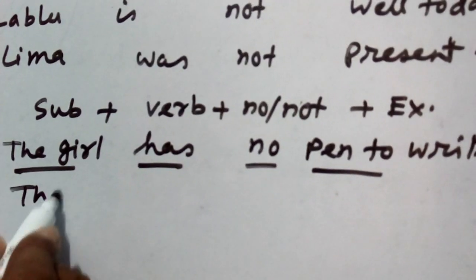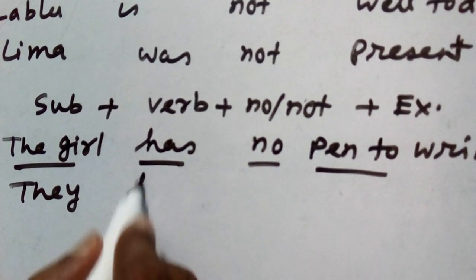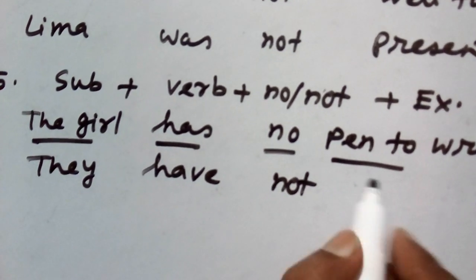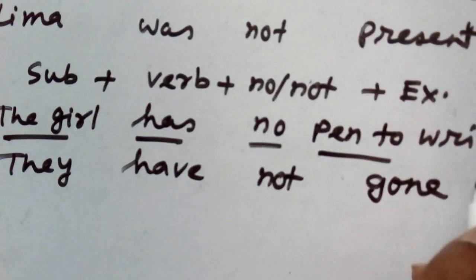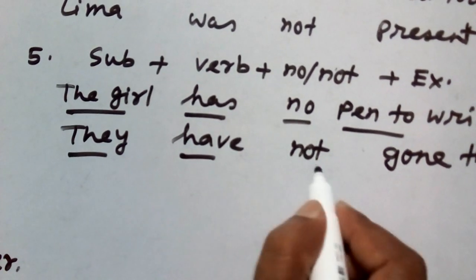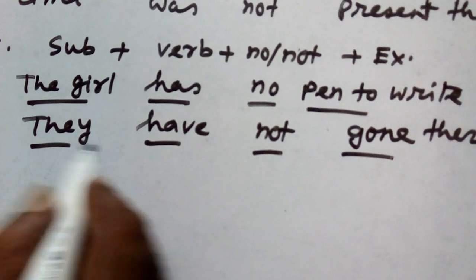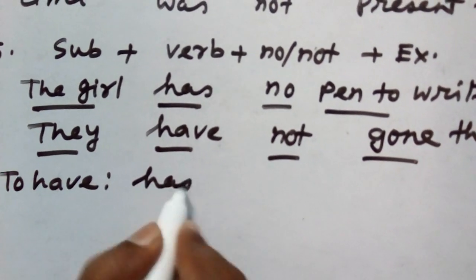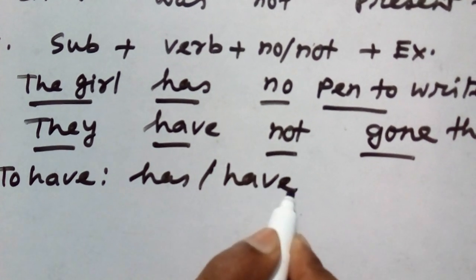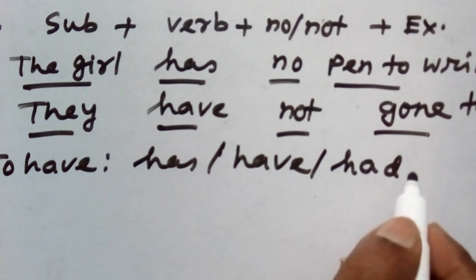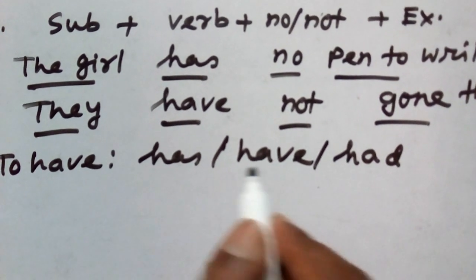If I write another example, they have not gone there. Here the same: have, the to have verb, not, and that's gone. So to have verb, to have, that means has, have and had. So that auxiliary verb would be used to make that sentence.